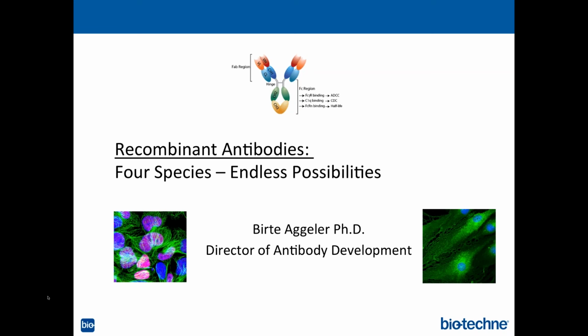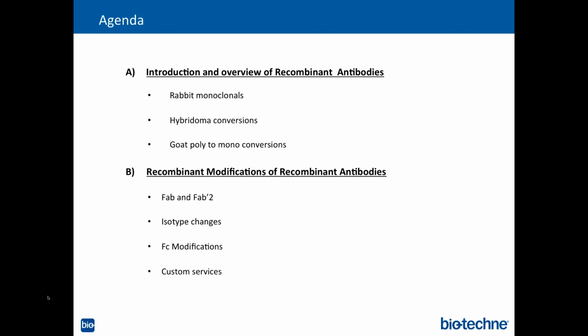So with that, I'd like to start, and I'm just going to go over the agenda very briefly. I'm going to start by introducing our line of rabbit monoclonals that we've made recombinantly in the last 2 to 3 years. From there, I'm going to go to our hybridoma conversions, so essentially going from a hybridoma cell line-based system to more of a recombinant antibody-based system. And then I'd also like to introduce our goat polyclonal to mono conversions. This is more recent work, and again, I'm just going to show some data on it for some conversations on the technology.